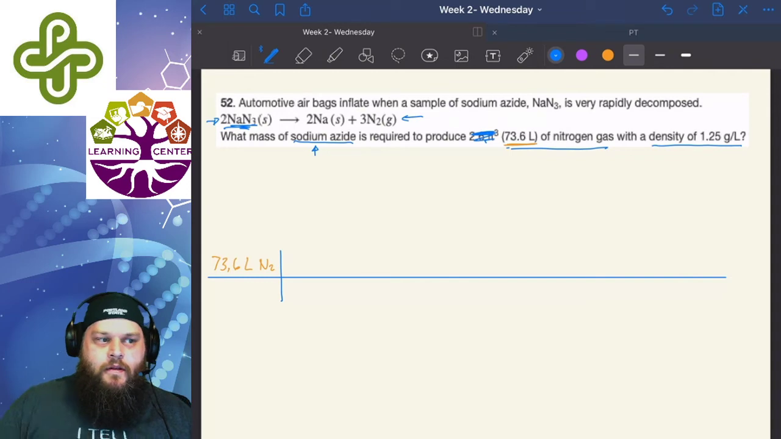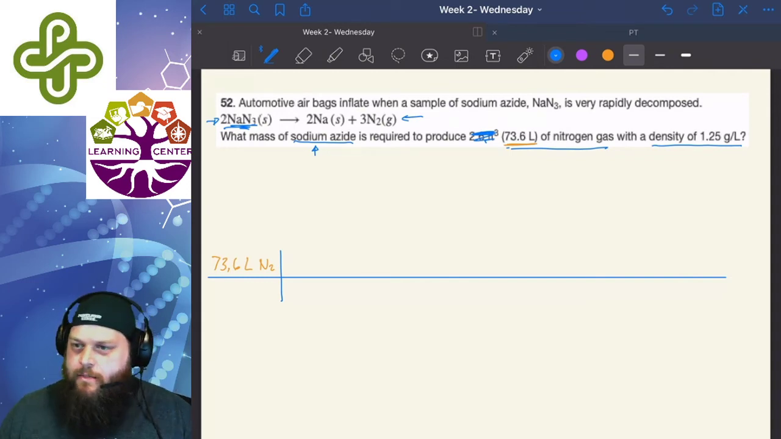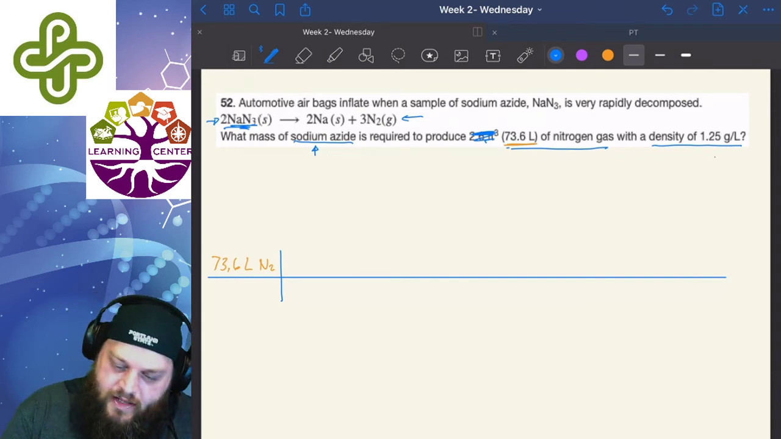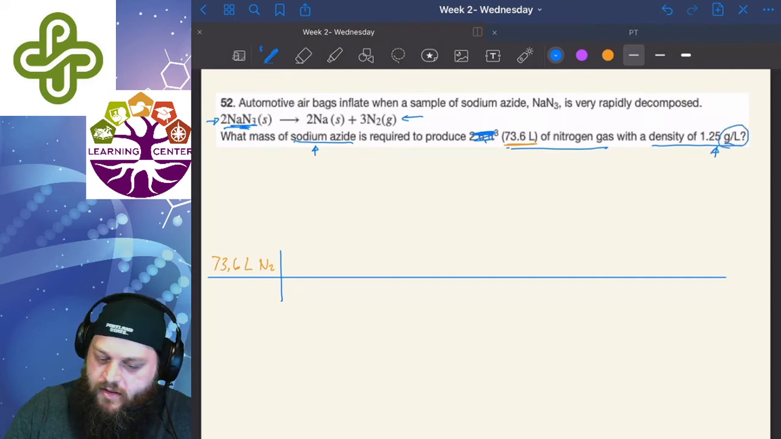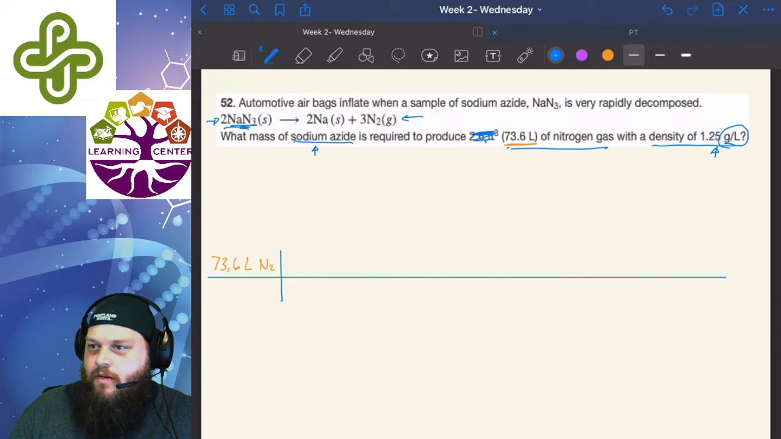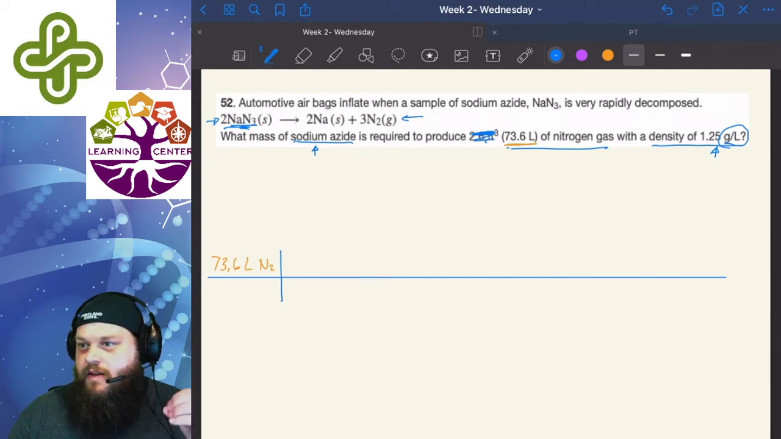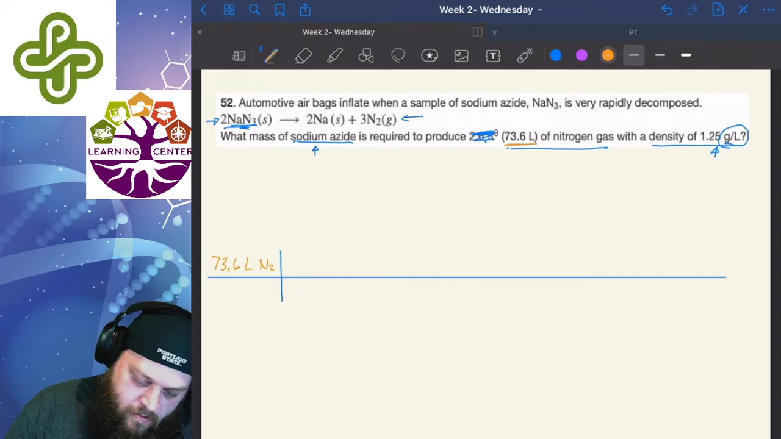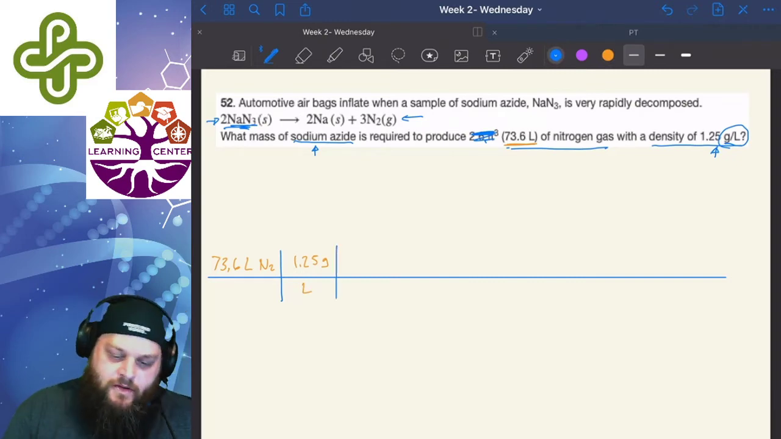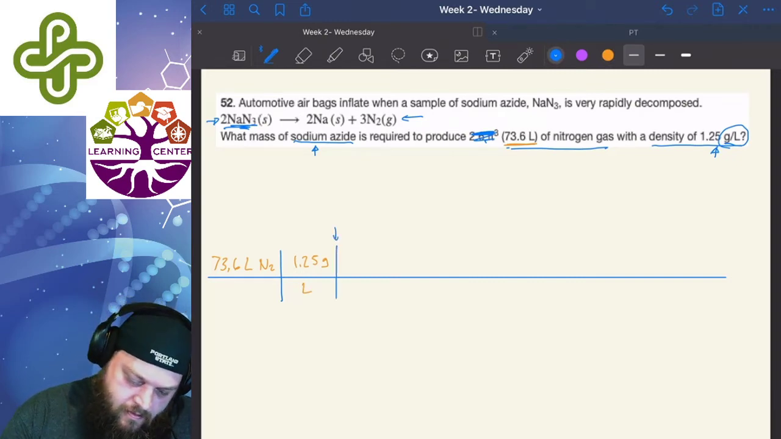And we need to change that liters into mass. And it tells us the density, so we can use that density. Again, following just the units there, if we multiply these two together, we get grams, right? Because we have liters times density gives us the mass of the object. So let's multiply 1.25 grams per every liter. So at this point here, I have grams of N2.